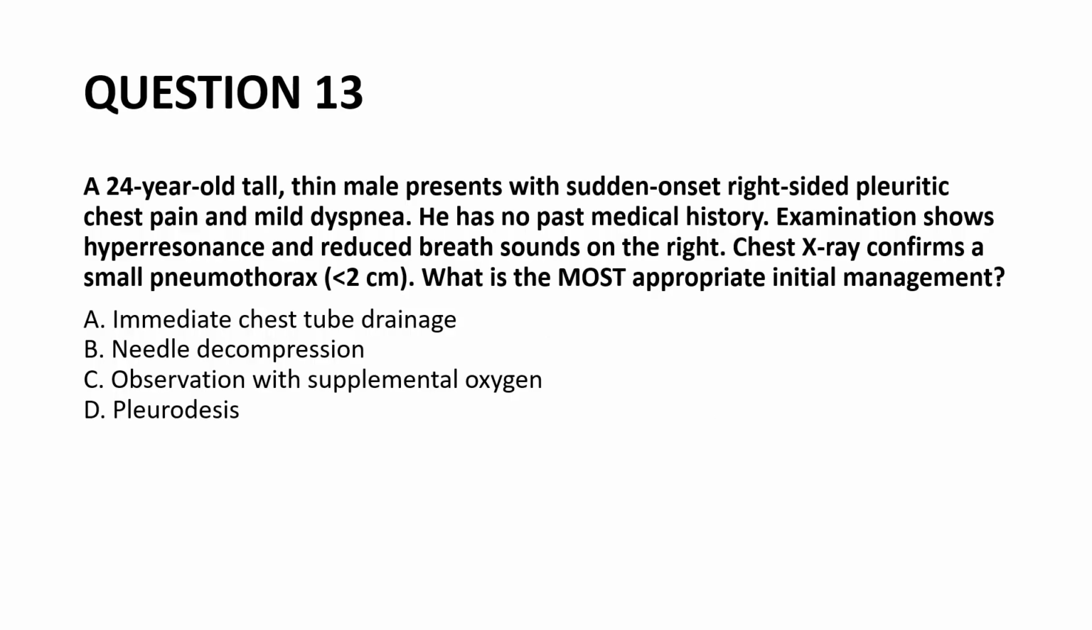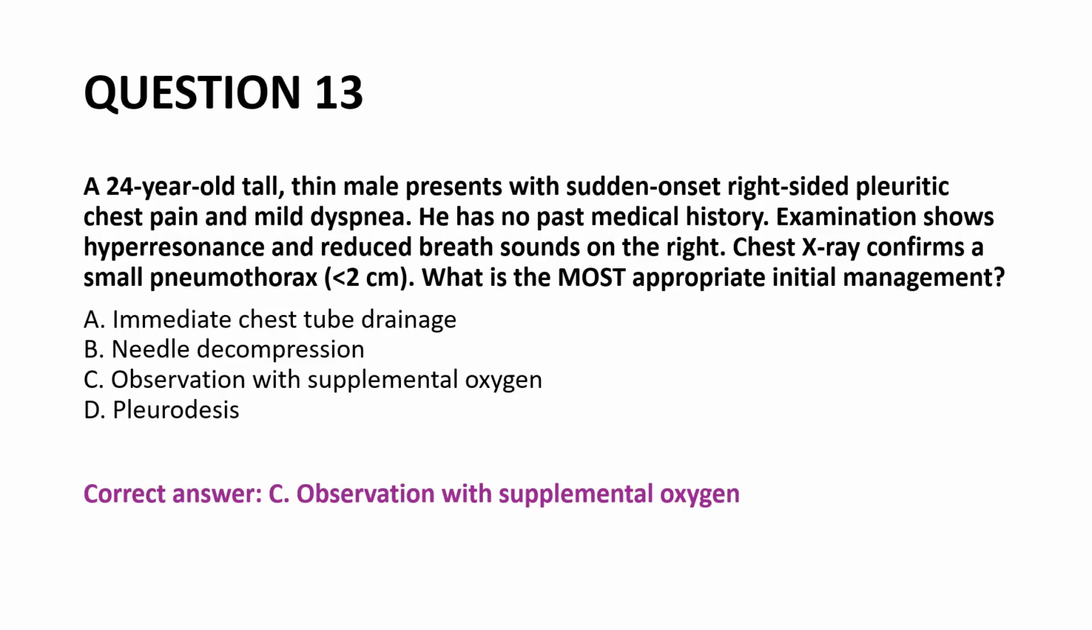A 24-year-old tall teen male presents with sudden onset right-sided pleuritic chest pain and mild dyspnea. He has no past medical history. Examination shows hyperresonance and reduced breath sounds on the right. Chest X-ray confirms small pneumothorax less than 2 centimeters. What is the most appropriate initial management? Immediate chest tube drainage, needle decompression, observation with supplemental oxygen, pleurodesis.